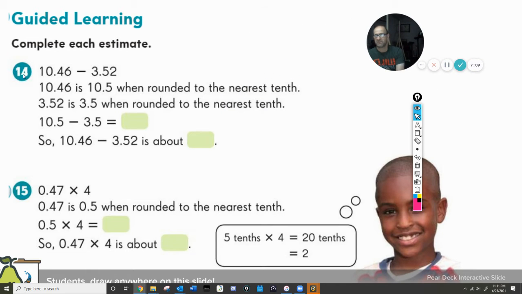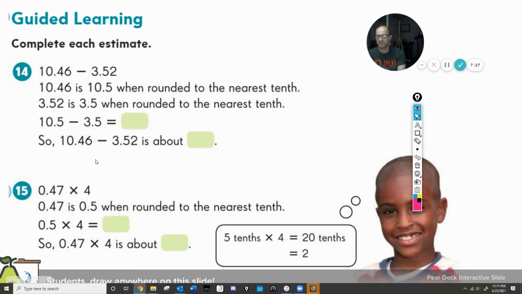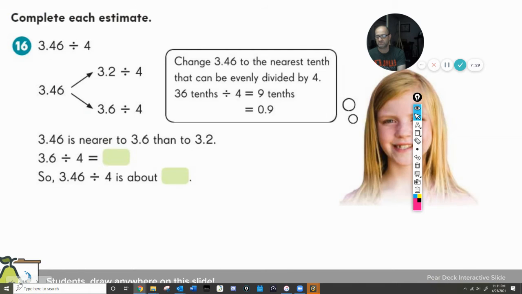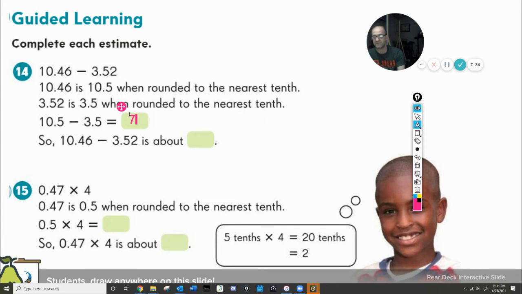All right. Complete each estimate. Okay. 10 and 4/6 minus 3 and 5/2. They round that to 10 and 5/10 minus 3 and 5/10, which is about 7. So 10 and 4/6 minus 3 and 5/2 is about 7.